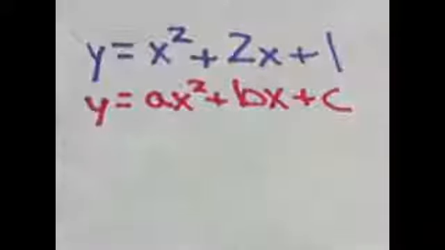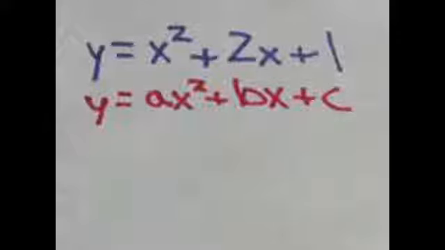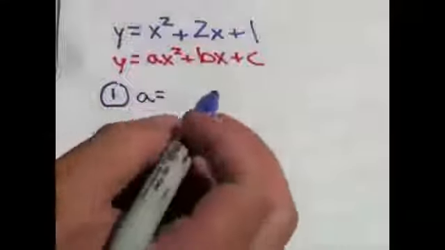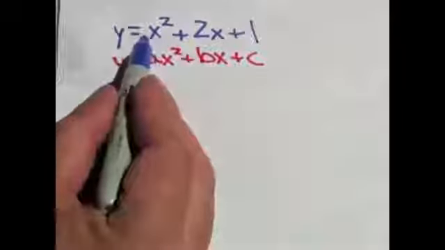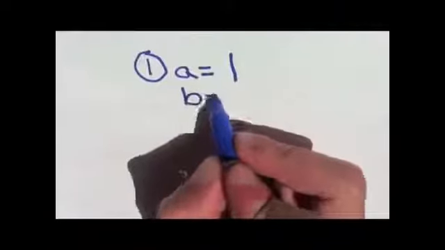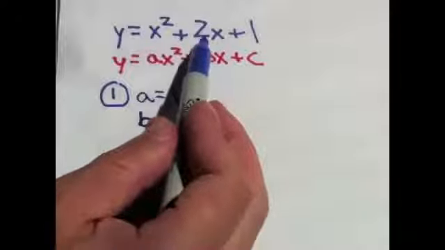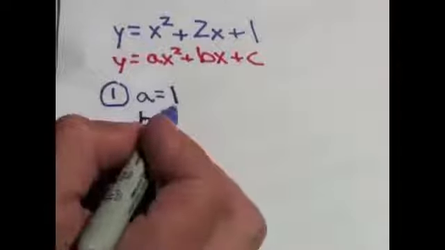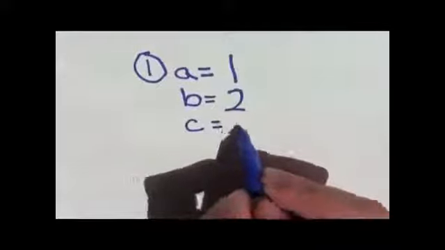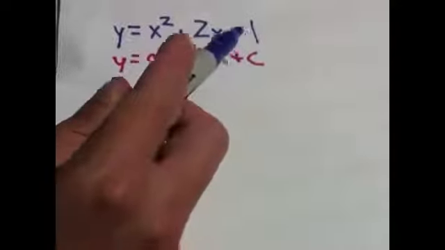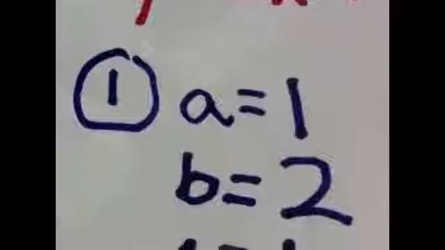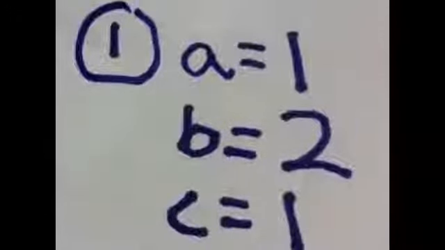Okay, so from looking at our equation, we can see the coefficient of the x squared is 1. It's not written, but we know we have 1x squared. So a is 1. B is the coefficient of x, which is 2 in this case. And c is the constant, the number by itself, at the end. In this case, c is 1. First step, done.